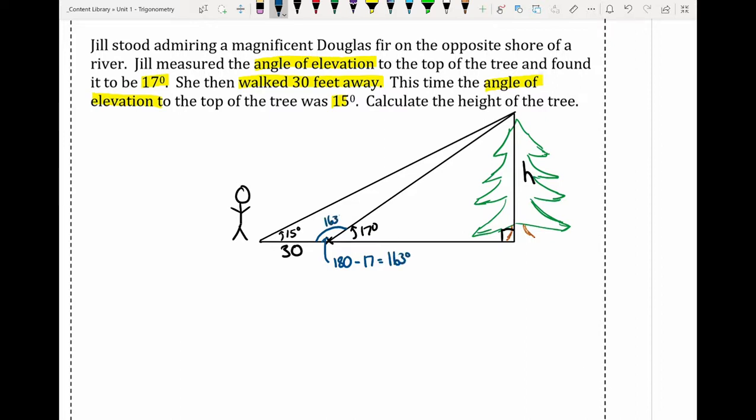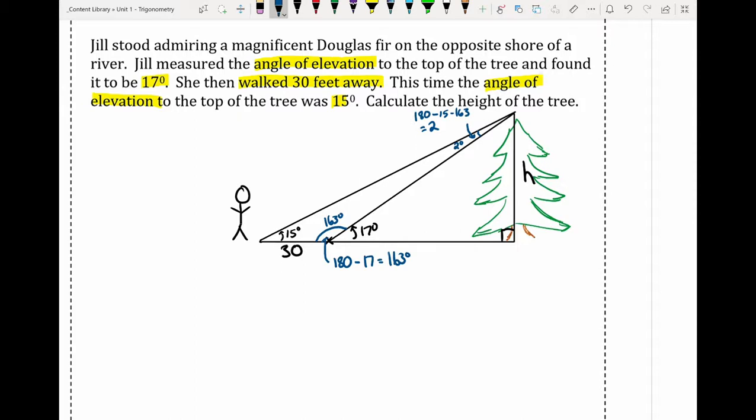This blue angle is 163 degrees. Based off of that, if I'm looking at this long triangle on the outside, I can find this angle up here, because again, I know the two other angles in the triangle, and I should remember that all angles in a triangle add up to 180 degrees. So 180 minus 15 minus 163 equals 2. That means 2 degrees is this small angle here.